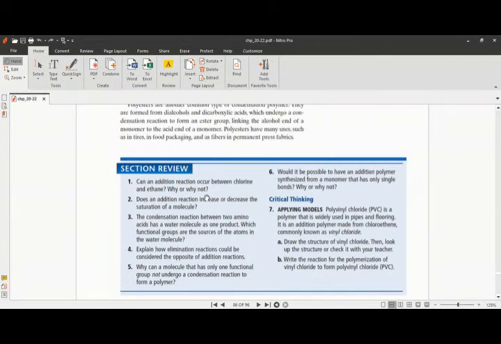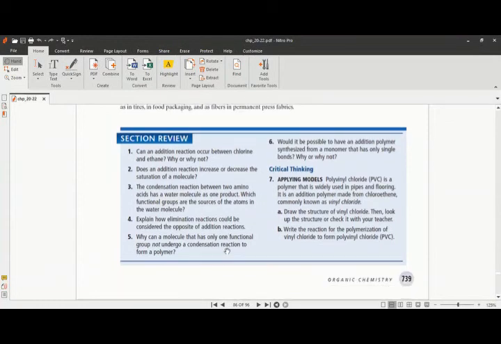The addition reaction occurs for unsaturated molecules. You should have a double or triple bond. Okay, so this is the answer for the first question. Of course, no, because addition can occur only for double or triple bonds. And you know that ethane is a saturated hydrocarbon. Does an addition reaction increase or decrease the saturation of a molecule? Logically, addition increases the saturation of the molecule, it doesn't decrease it. Addition means you are increasing the molecule.